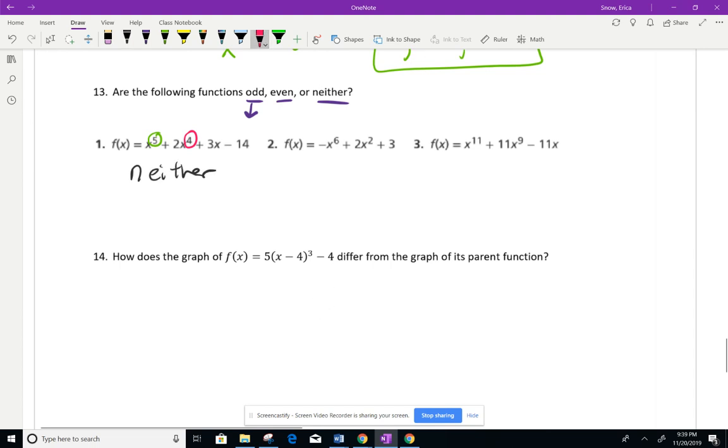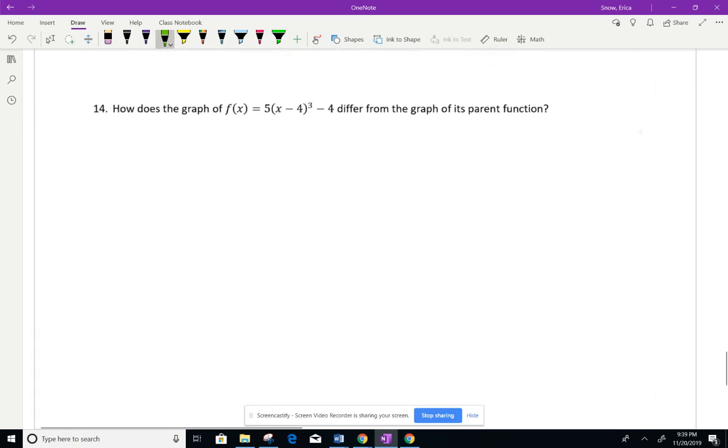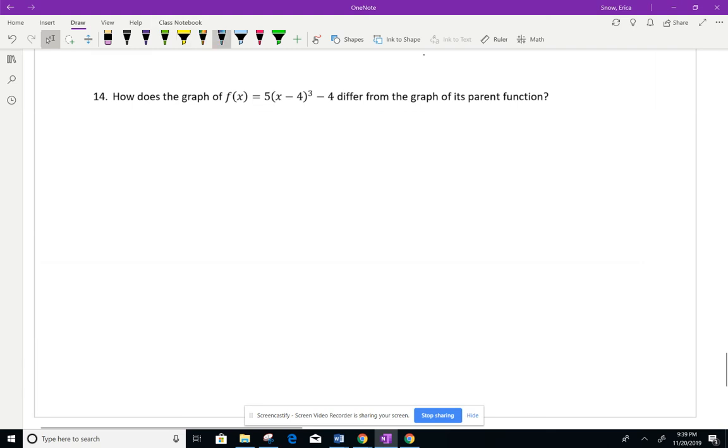For number 2, we have an even 6, an even 2, and then we know that this is x to the 0, which is also even. So this is an even function. And then here we have an odd, and then that invisible one there is also odd, which makes this function an odd function. Okay, last question. We made it.